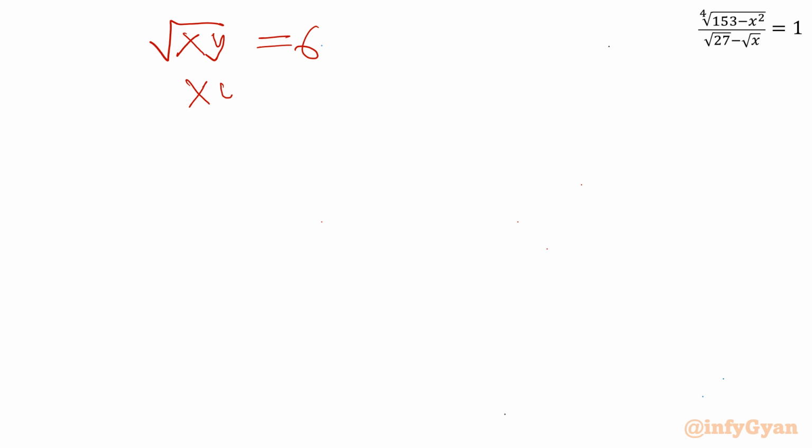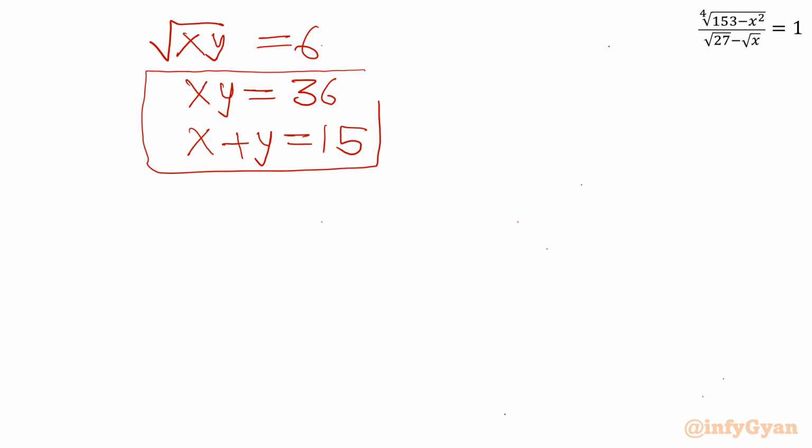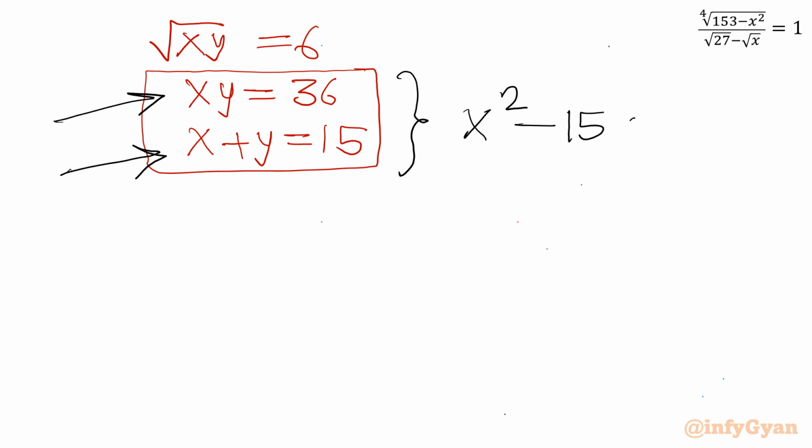So xy is 36 and x plus y is 15. Now let's solve this system of equations. Now we have product of roots, sum of roots. Let us consider one quadratic equation whose roots are x and y. So I can write one quadratic equation from here. In x itself, x square minus sum of roots 15x plus product of roots 36 equal to 0. Let's solve this equation for our answer.